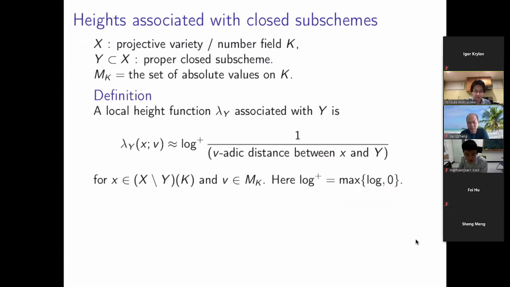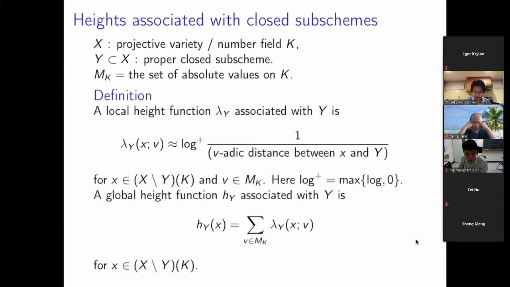This is defined on the set X minus Y, and on Y we sometimes set the value of the local height function to be infinity. Okay, so this is the local height function. And the global height function on Y is just the sum of the local height function over all the absolute values. This is actually a finite sum.